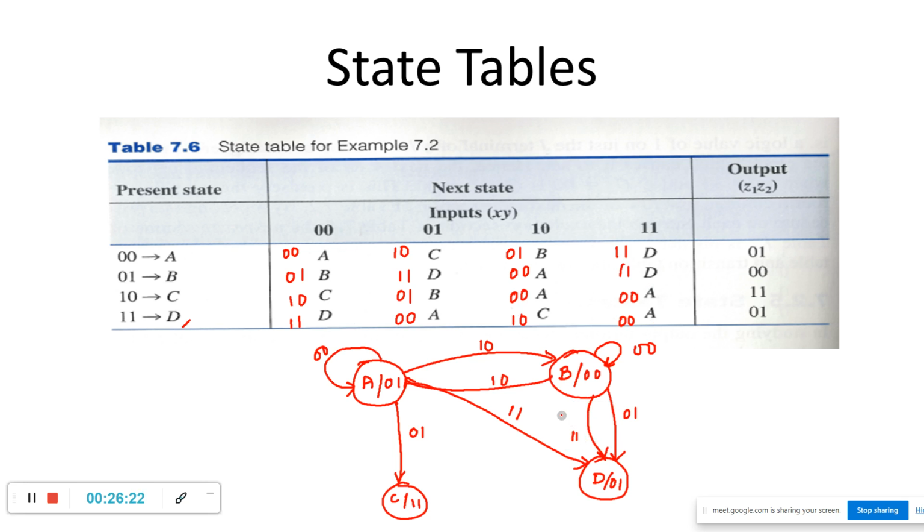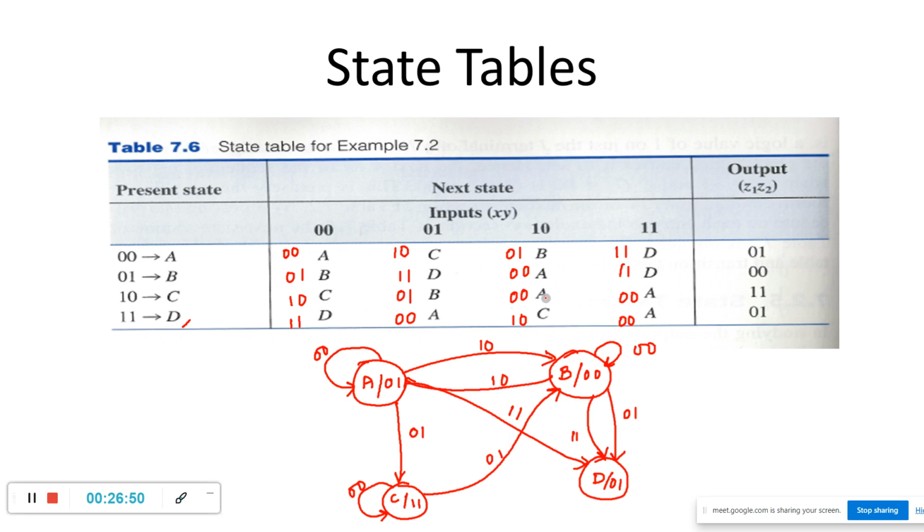Okay, fine. Next, C state. C is going to C with the input 0 0. Next, C is going to B with the input 0 1. So C is going to B with the input 0 1.